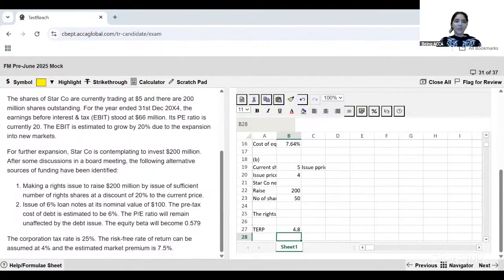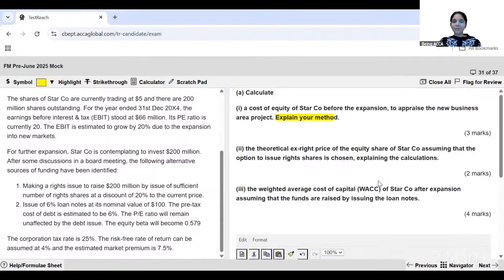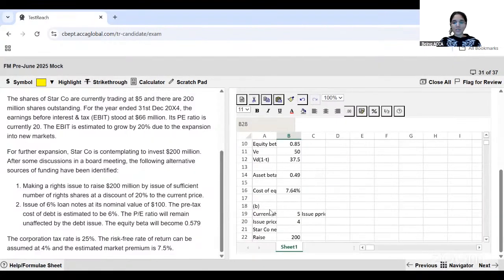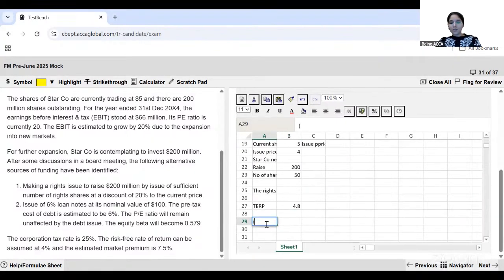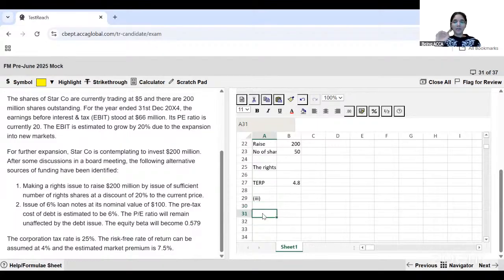Now we will head towards solving part C. Part C wants us to calculate the weighted average cost of capital, assuming that we go ahead with the issue of loan notes. So the part C, or you can say this is 3(i), issue of 6% loan notes at the nominal value of $100. Pre-tax cost will be 6%. PE ratio will remain unaffected. Equity beta will become this much. So we need 4 ingredients roughly. We need the cost of debt. We need the cost of equity.